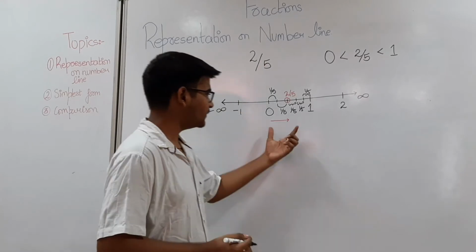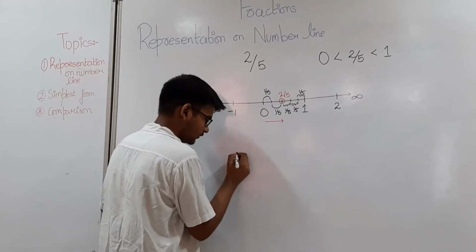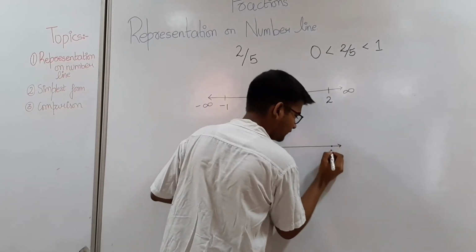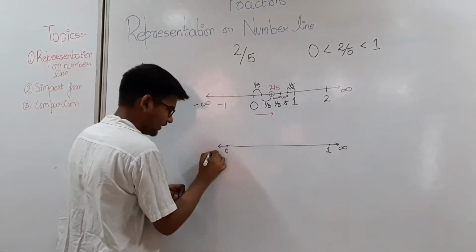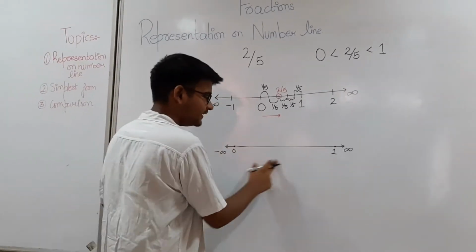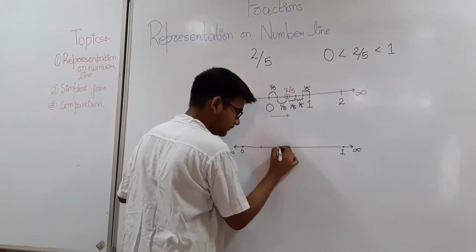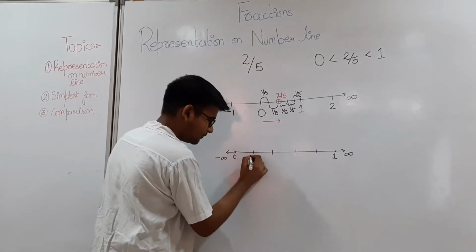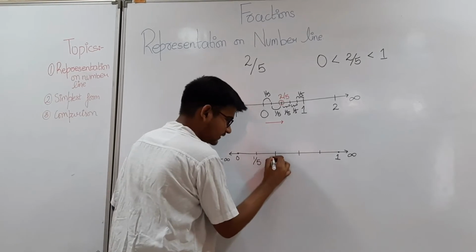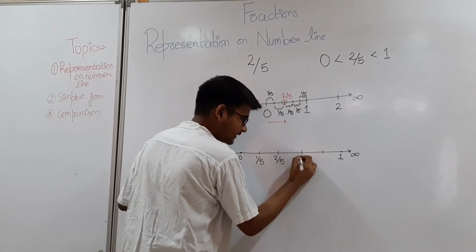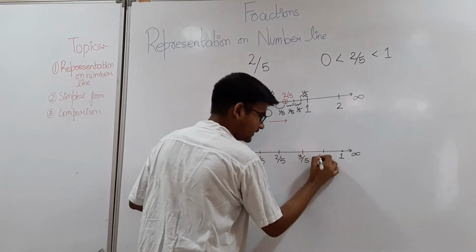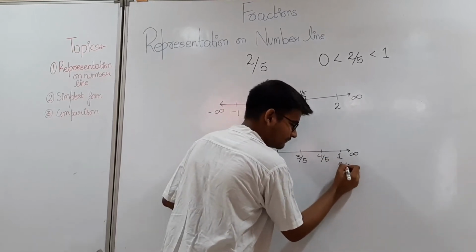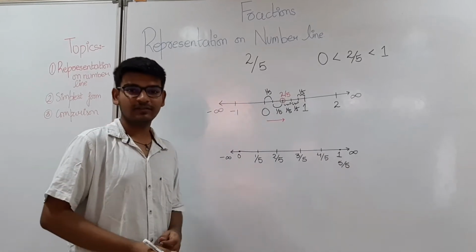So, now let's zoom the part 0 to 1. So, 0 and 1. So if we divide 0 to 1 into 5 equal parts, 1, 2, 3, 4. So this part is 1 by 5, this is 2 by 5, this is 3 by 5, this is 4 by 5 and 1, the last, that can be written as 5 by 5 or 1, that are both the same.